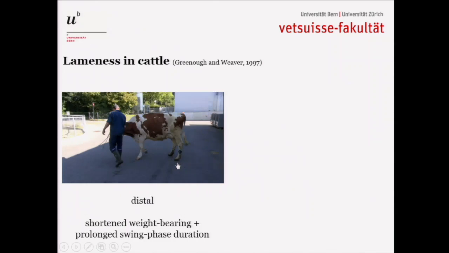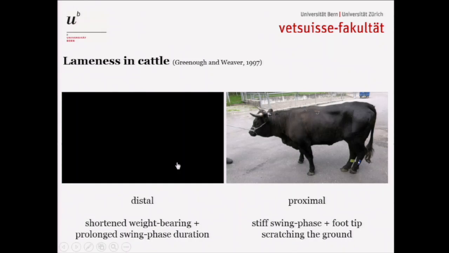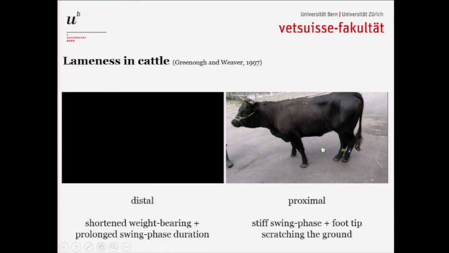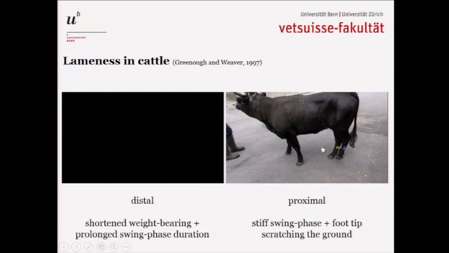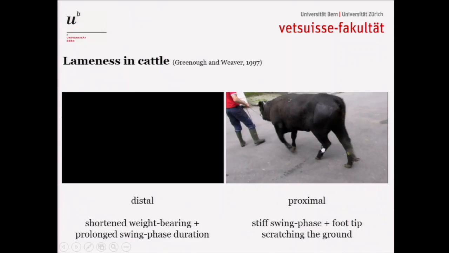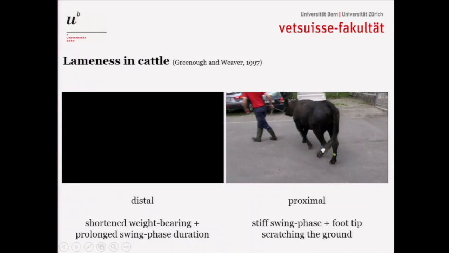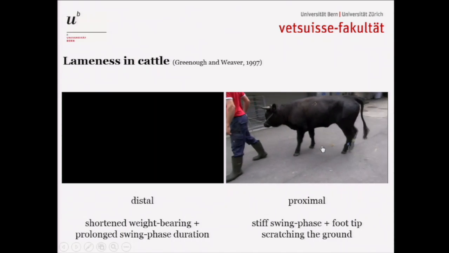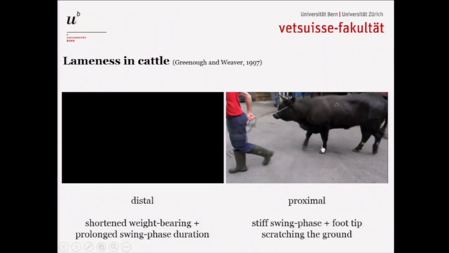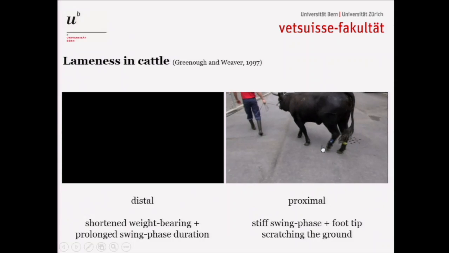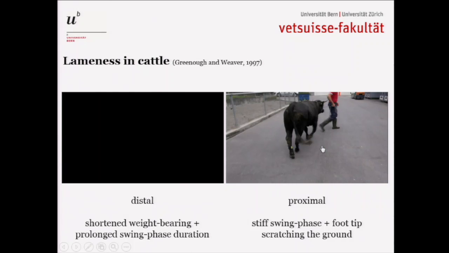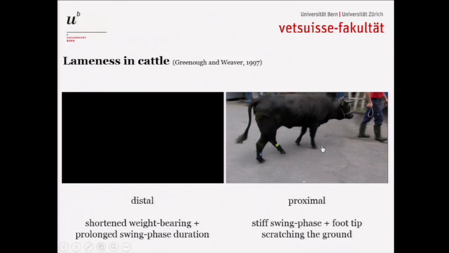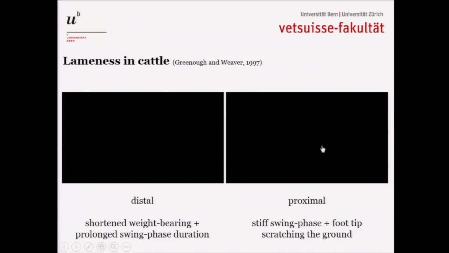The second type of lameness is proximal lameness, so the pathology is mainly located in the proximal area of the limb. If I show you this example, the swing phase in this case is stiff, and the cow scratches the foot over the ground. This is typical in cows with pathology associated with lesions in the proximal area of the limb. So quite different between the two cases, but in some cases we have mixed lameness, with distal and proximal lameness present together.